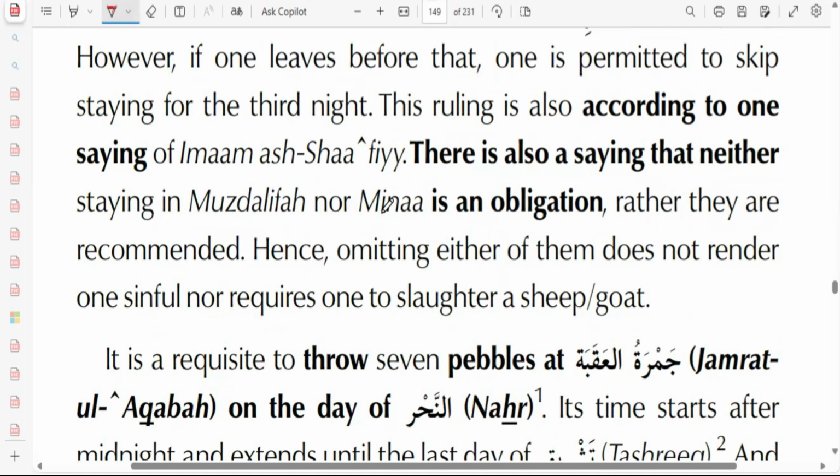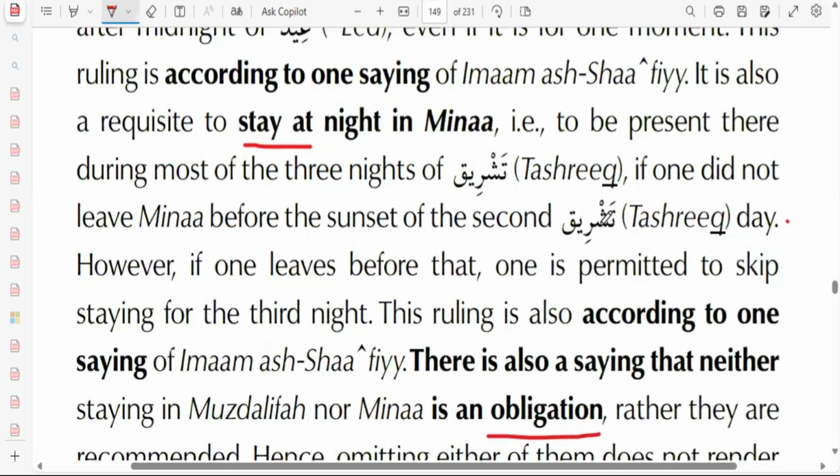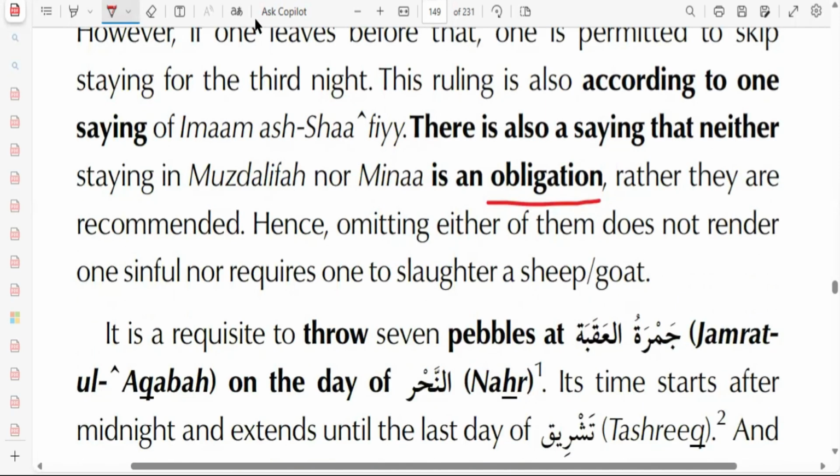There's also a saying that neither staying in Muzdalifah nor Mina is an obligation. Now they changed the word. Here it says obligation, up there it says requisite. I say it should be one or the other so that the one who's reading this doesn't get confused. Rather, they are recommended. Hence, omitting either of them does not render one sinful, nor requires one to slaughter a sheep or a goat. Meaning, if you want, you can take the saying that both Mina and Muzdalifah are sunnah, you don't have to do them.